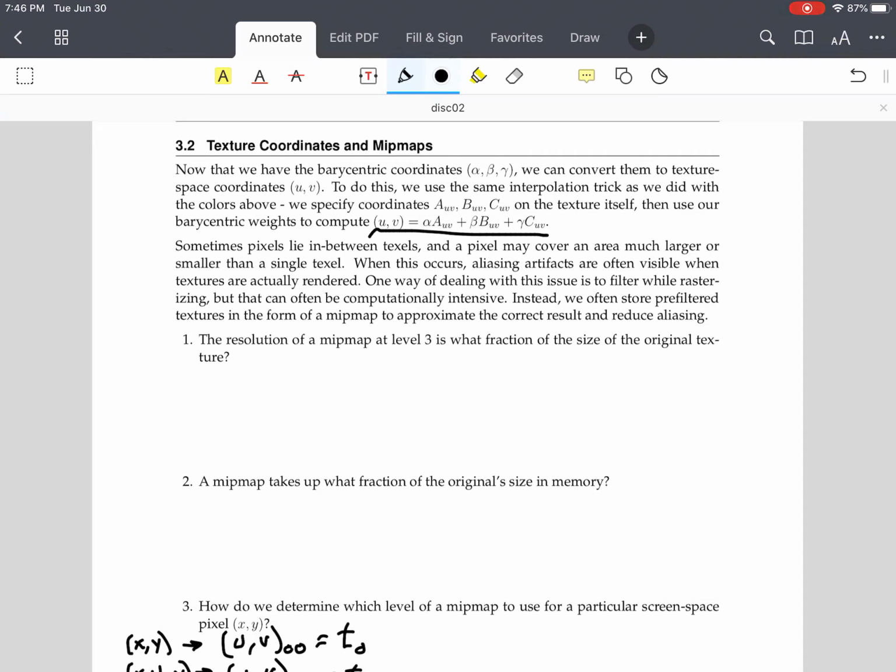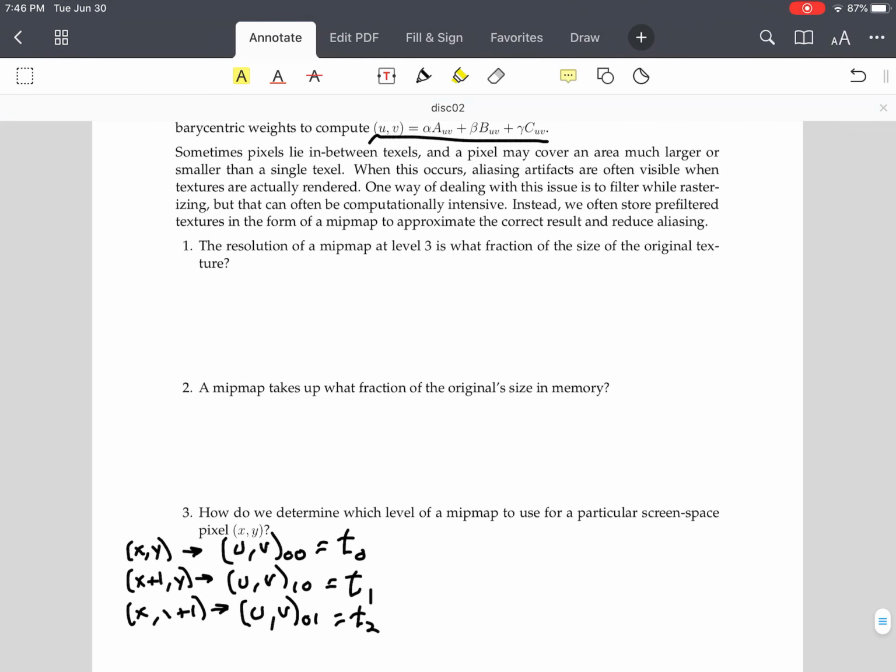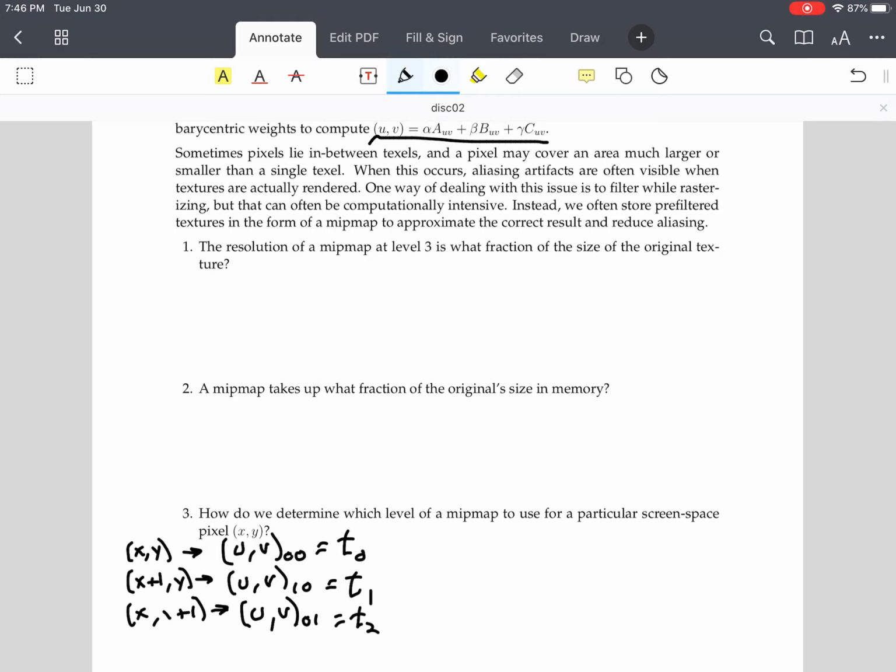I'm not going to go into too many details on this here. Go to the lecture, watch the videos, and you'll be able to learn all about MIP maps there. So I'm just going to go through some of these questions and see if we can work through them. The first question is, the resolution of a MIP map at level 3 is what fraction of the size of the original texture? Okay, so let's start.